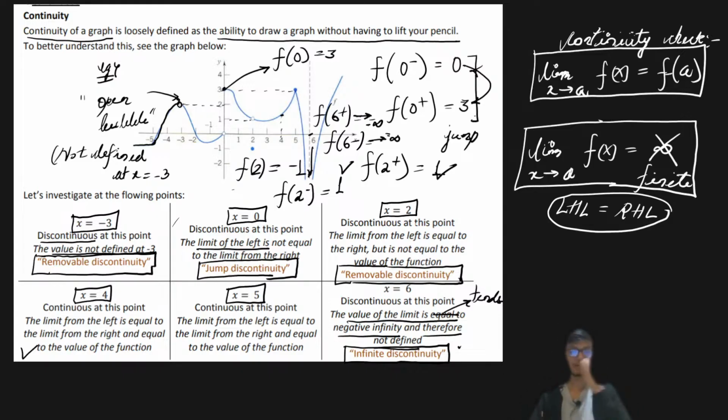Got it? Is this part clear to all of you? I hope this part is making sense for all of you, right? And we can proceed to the next topic.